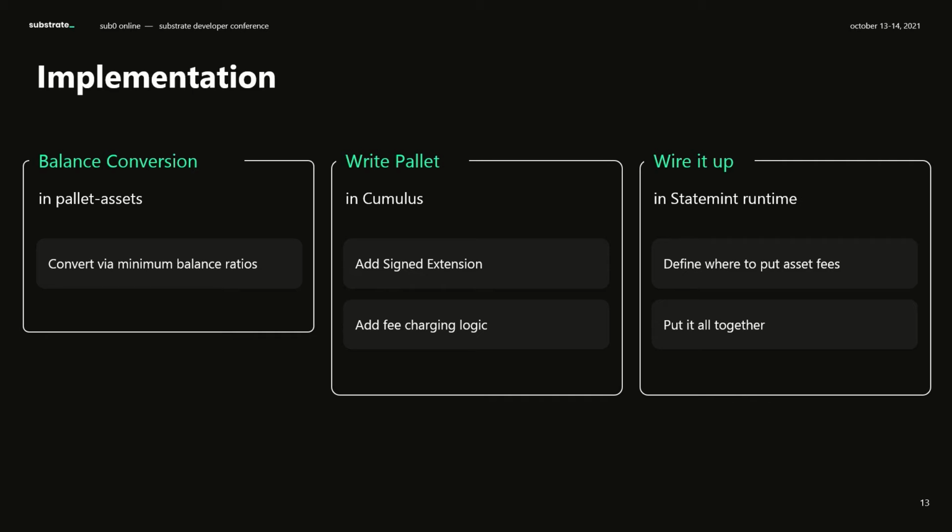Then a second piece is to write the actual pallet in Cumulus. It lives in Cumulus right now. There are plans to upstream it to Substrate, but right now it lives there. And there we built the actual fee charging logic and the actual signed extension that will define the transaction format, what it looks like. And then we need to wire it all up in the statement runtime. We need to define where to put the fees that we charged. We need to assemble all the pieces together to make a coherent whole.